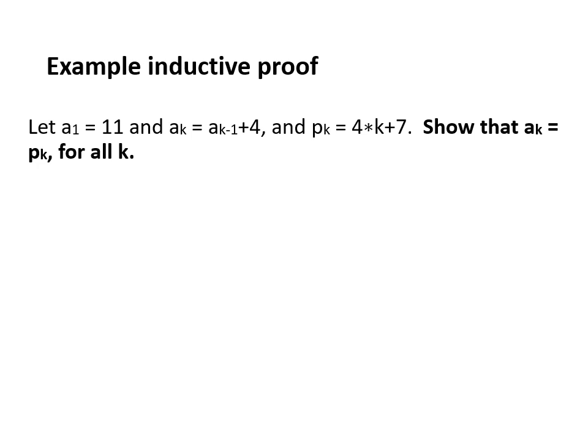So let's do our first proof by induction. Here is the problem statement we want to prove. Let a of 1 be equal to 11 and a of k be equal to a of k minus 1 plus 4, and p of k be equal to 4 times k plus 7. Using induction, we want to show that a of k is equal to p of k for all k. So how do we do this? Well, we are going to follow the skeleton that we introduced in the previous slide.